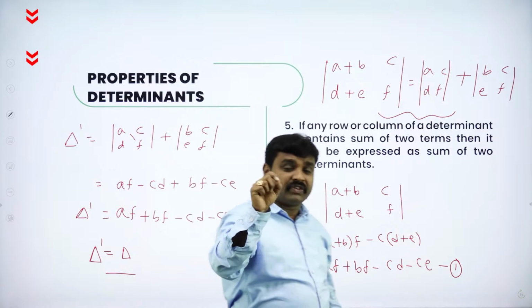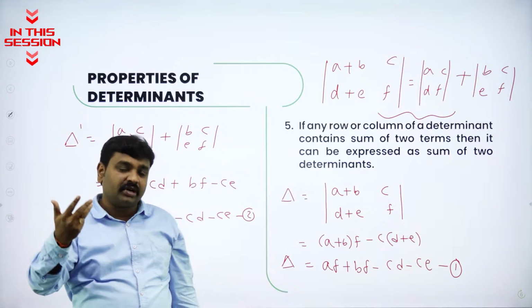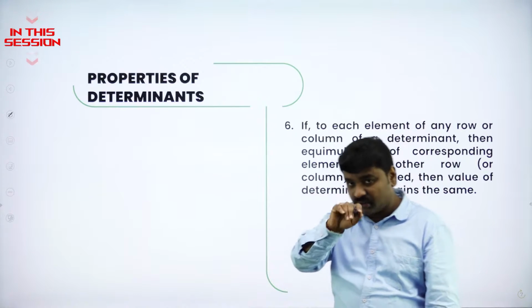If each element of a row is multiplied by k, or element of any column is multiplied by k, then the value of determinant is also multiplied by k. Then the value of determinant remains unchanged. You add second row to the first row and expand, you have to get the same value, you get the same value.